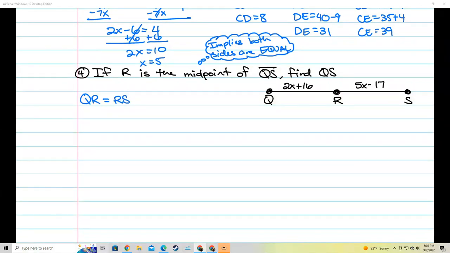All right, so let's see. On the left-hand side, I'm going to go ahead and highlight this QR. I know how much QR is. QR is going to be 2x plus 16. And that's going to be equal to RS, this other section over here. And RS is going to be 5x minus 17.